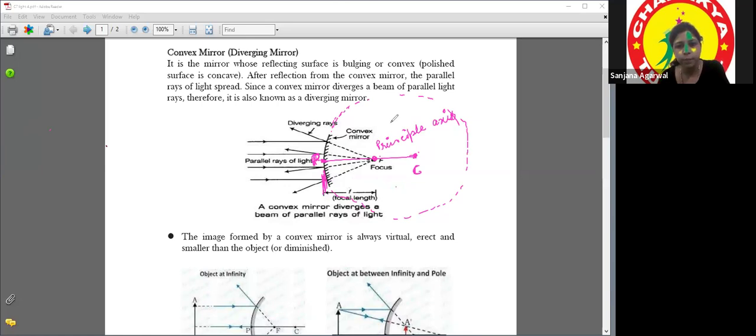Is it fine? So why is the convex mirror known as a diverging mirror? Because after reflection from the convex mirror, the parallel rays of light spread. Since a convex mirror diverges a beam of parallel light rays, it is also known as a diverging mirror. I hope it is clear now.